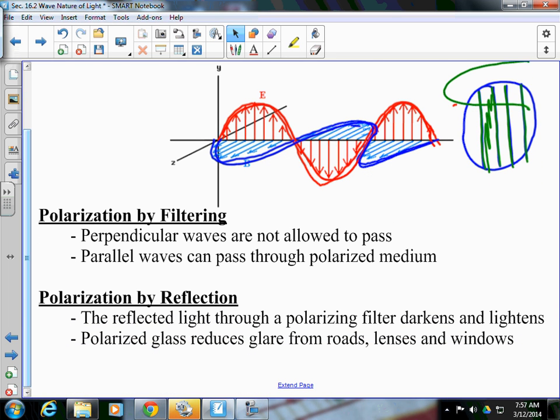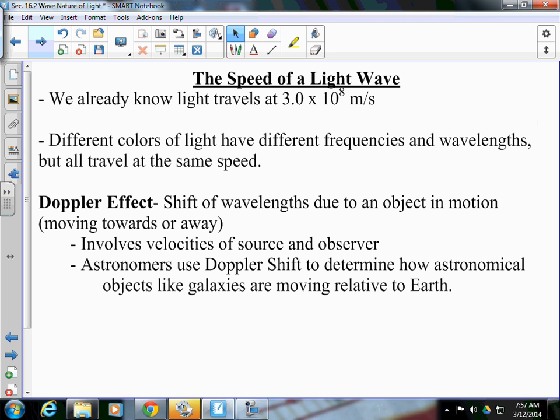Polarization by reflection helps cut down glare, so you can darken light. Sunglasses work this way. Tint in windows has some type of polarizing filter on it. And like I said again, we'll do an example of filtering by polarization in class tomorrow.